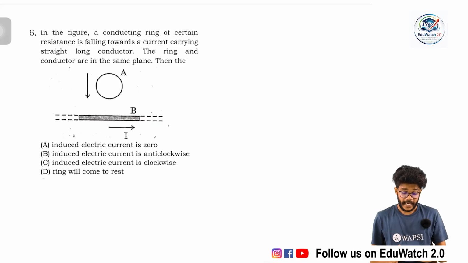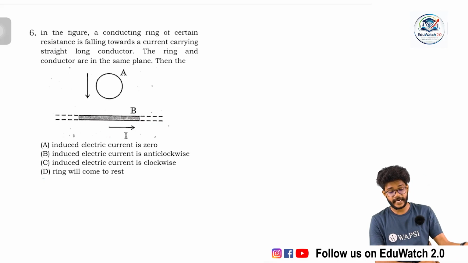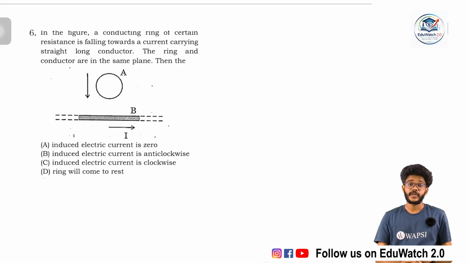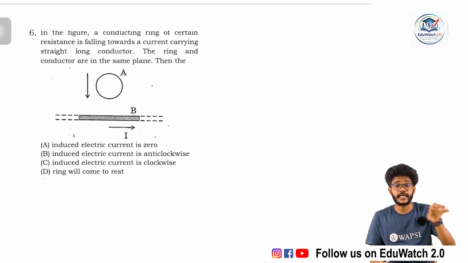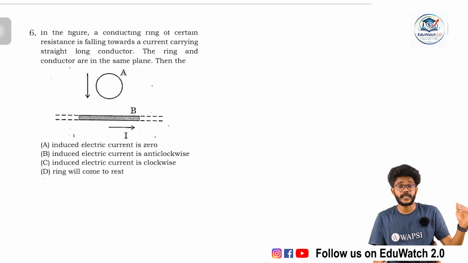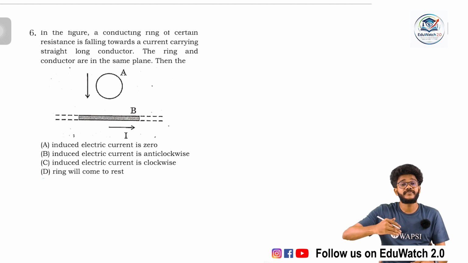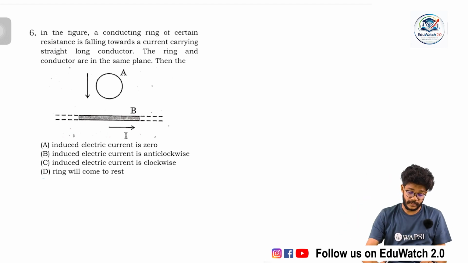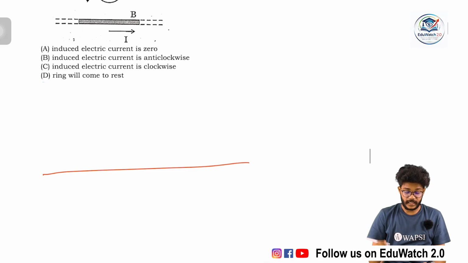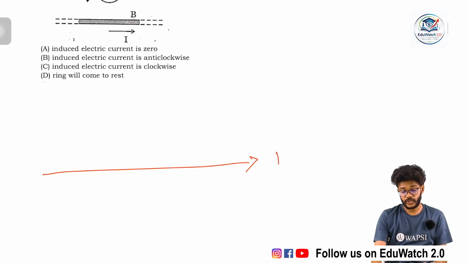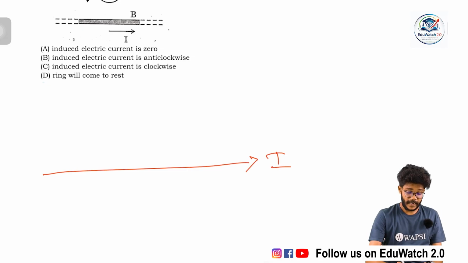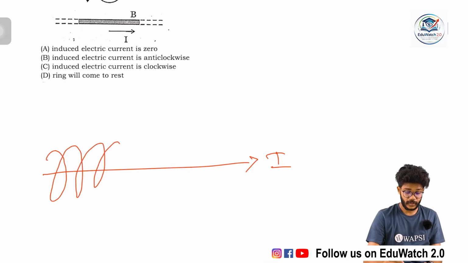In the figure, a conducting ring of certain resistance is falling towards a current carrying straight long conductor. So the conductor is carrying a current. What happens to a conductor if it is carrying a current? A magnetic field will be produced around the conductor. So if this is the conductor and this is the direction of the current, then the magnetic field is like this. A curling magnetic field will be produced.